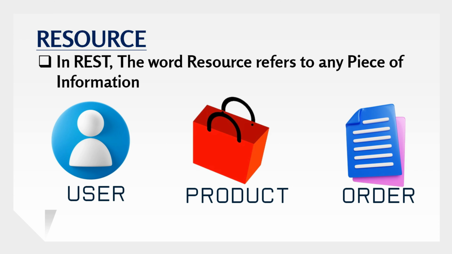First of all, resource. In REST architecture, the word resource refers to any piece of information. User, product, order, these are called resources. Each of these resources will have its own unique address. We can say that is URI, so that the client can ask the server to give it, create it, update it, and delete it. If you are building an e-commerce application, for example, we have customer, order, products, product details. These are all examples of resources.